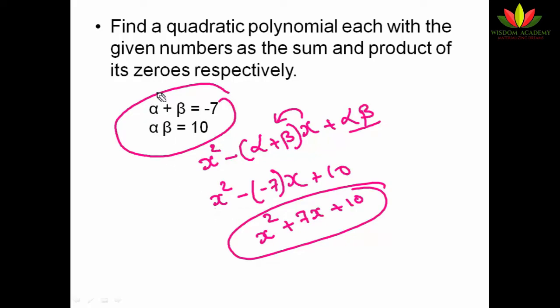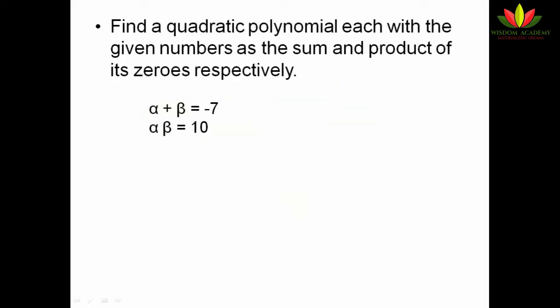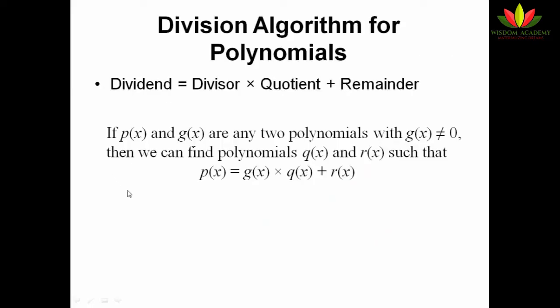They will be giving the sum of roots and product of roots. Using that you can find the answer using this formula, that is x square minus alpha plus beta x plus alpha beta. Okay, so next what we are going to see is the division algorithm.